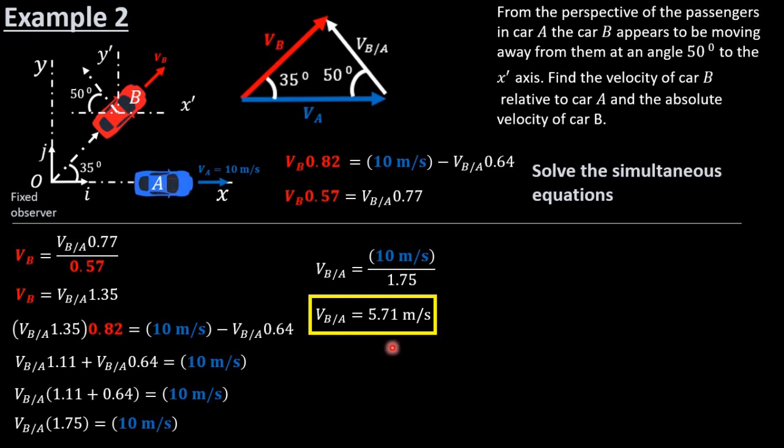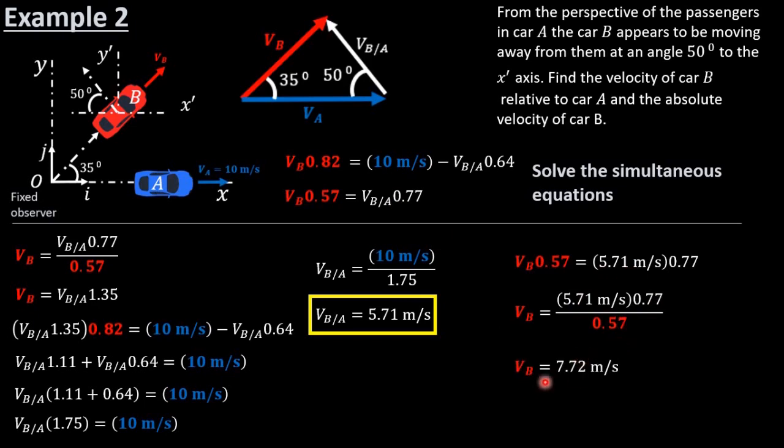And then to find the absolute velocity, I just take my value for relative velocity and substitute that into this equation. If I do that, I'll get this, and then I'll divide both sides by 0.57 to get this, and then simplify that down in my calculator. VB equals 7.72 meters per second, and that is my absolute velocity for car B.